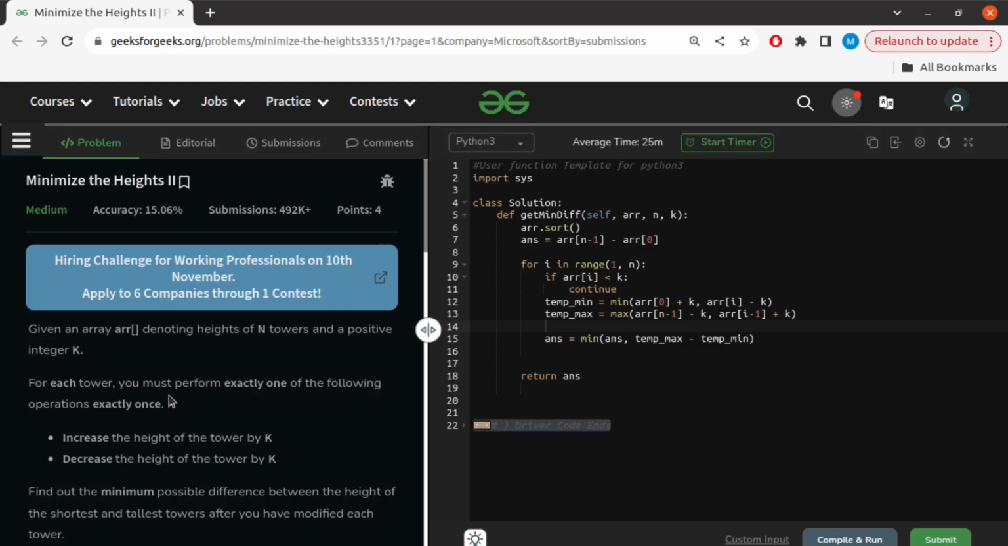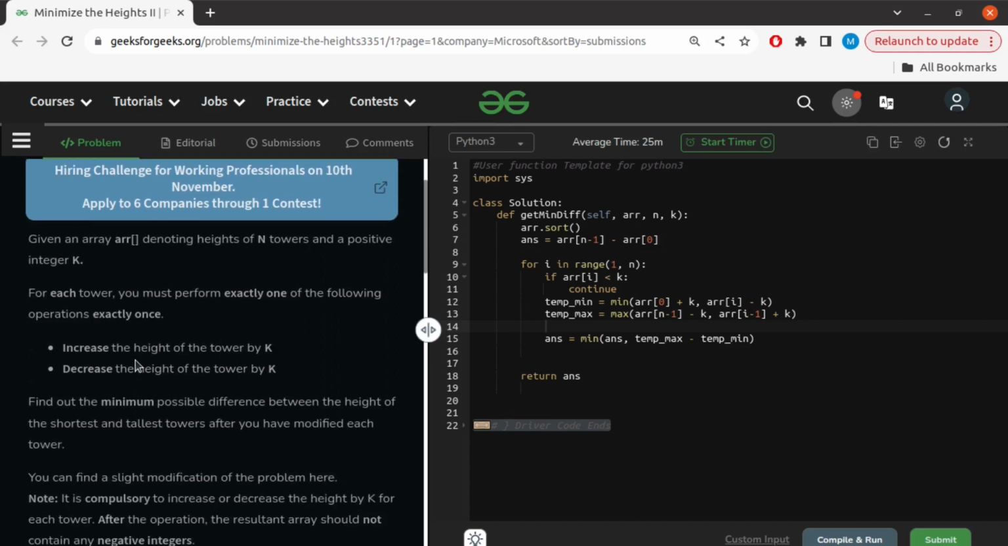Hello guys, in this video we are going to discuss the solution of the problem Minimize the Heights 2. Let us look at the problem statement. We are given an array ARR denoting heights of n towers and a positive integer k. So there is an array ARR which denotes the heights of n towers.